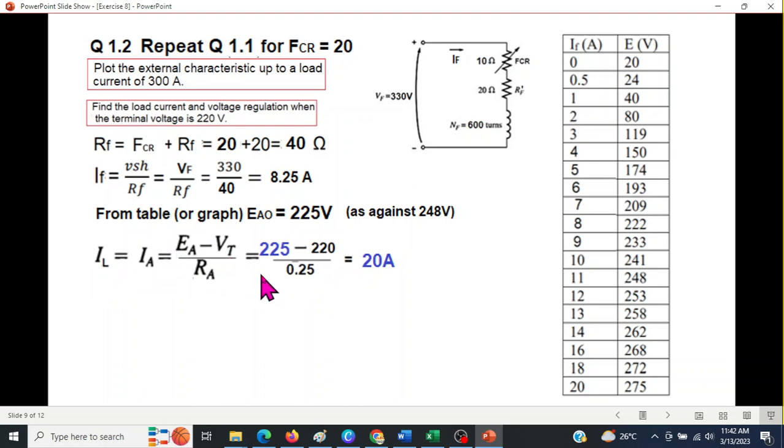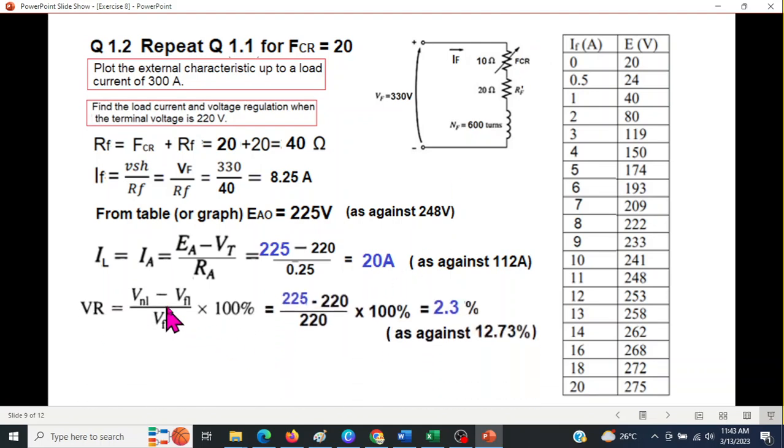And current again, the same formulas. Now here we are using the new value 225, so the load current is 20 ampere. I'm just comparing everything with the earlier case. With the 10 ohm FCR, the load current was 112 ampere, and now the load current has reduced by about 5-6 times, so it's 20 ampere. So one thing you can see is that you can easily control the load current by varying this FCR resistor or field control resistor.